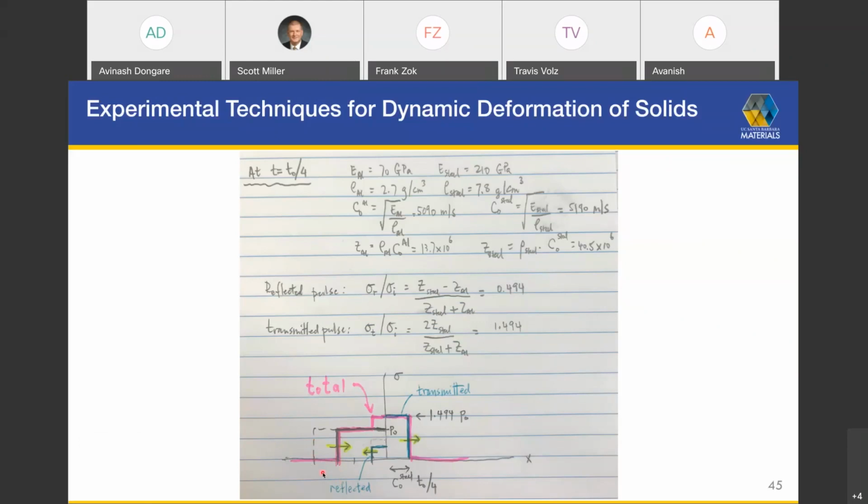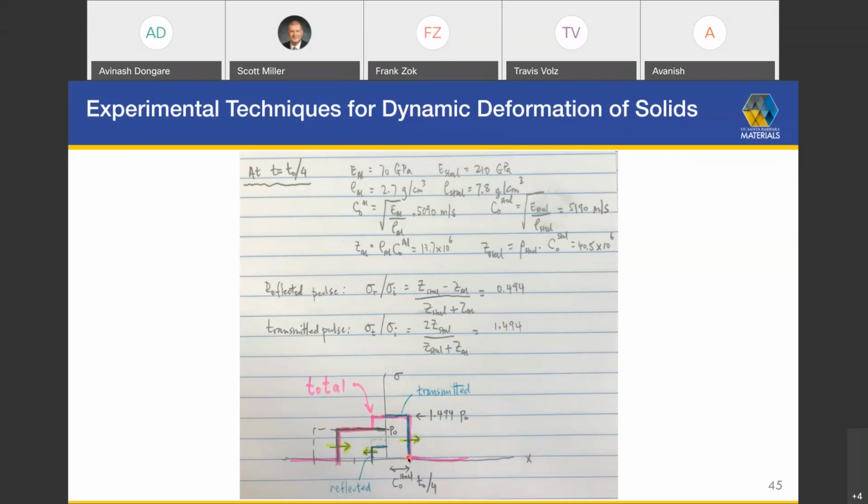So now that incident wave has moved to this point here. We then have had a part of that wave transmitted, and it's of a magnitude 1.49 times P naught. And at this time, it will have traveled into the steel a distance equal to the wave speed of steel times the corresponding time, which is T naught over 4. So the blue line here represents the transmitted stress within the steel.